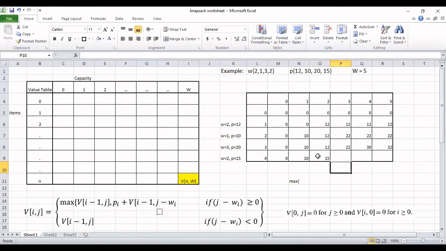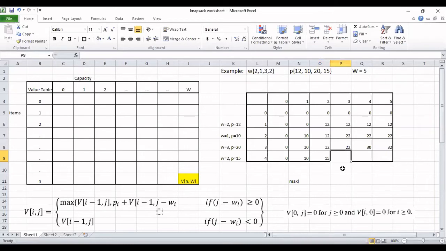So the logical meaning behind this is, when you have a capacity of 2, there are 3 items in contention: item 1, item 2, and item 4. But only one item can be accommodated with the capacity of 2. Item 2 is 12, item 1 is 10, item 4 is 15. So the best is 15. So we have accommodated 15. Simple. How about the next cell?